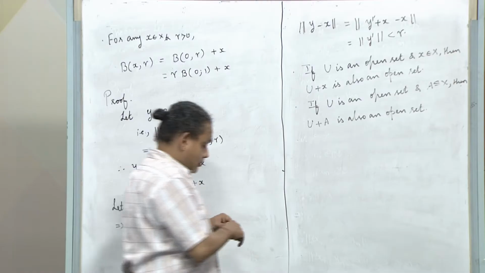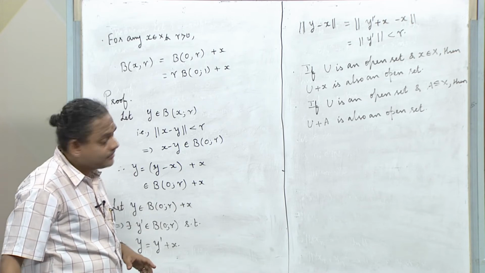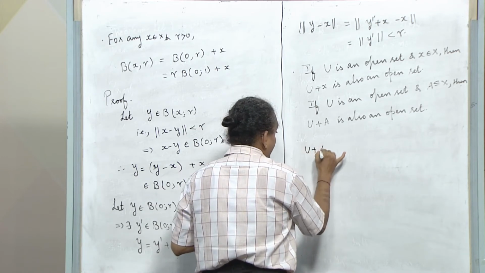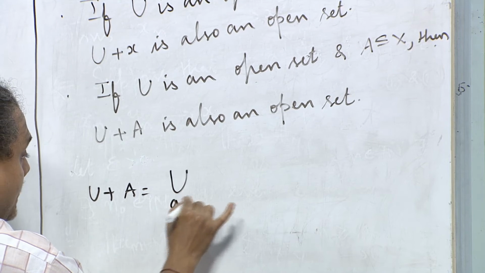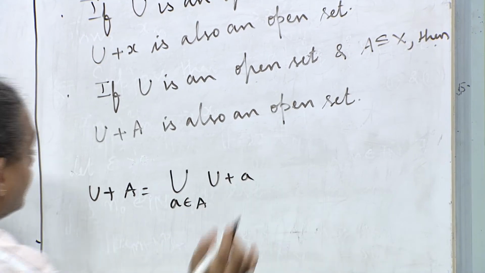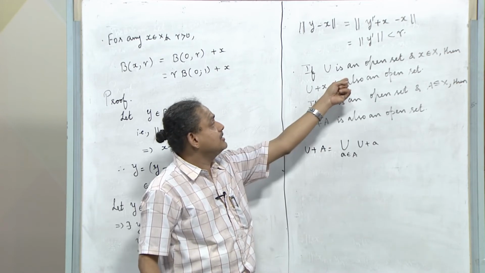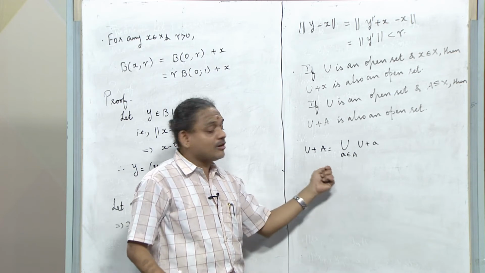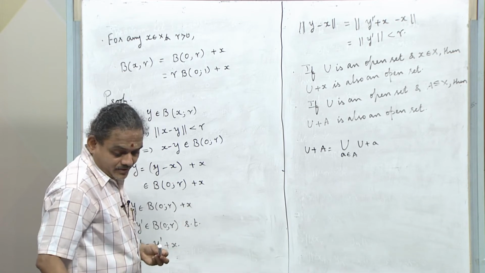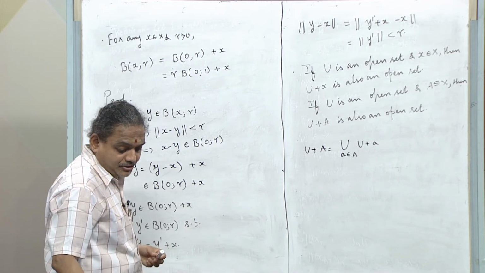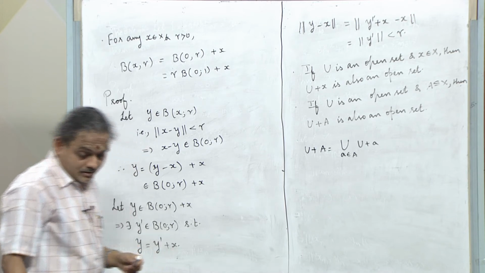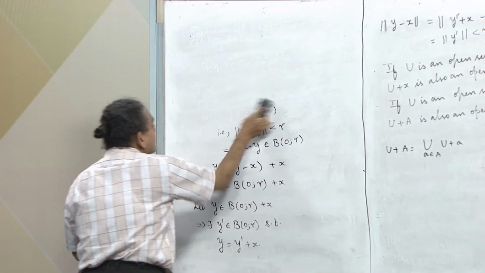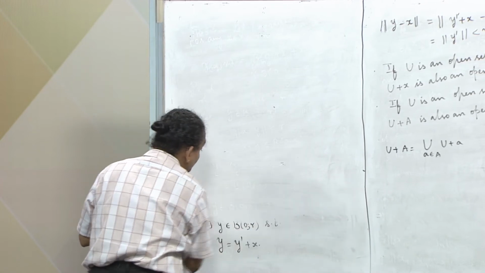How does it follow that U plus A is also an open set? Just write U plus A as the union over a in A of U plus a, that is it, done. Each U plus a is an open set from this, and we know that an arbitrary union of open sets is also an open set, from which this follows. Fine. So, here is a final observation, which is not true in general for a general metric space, but is true only in the case of normed linear spaces.